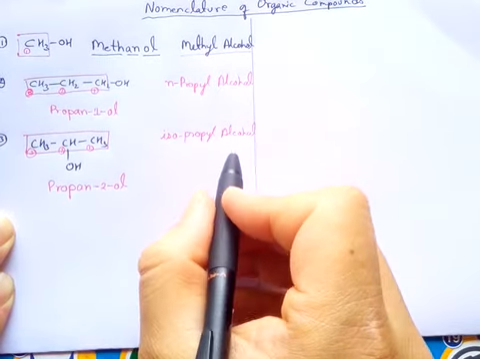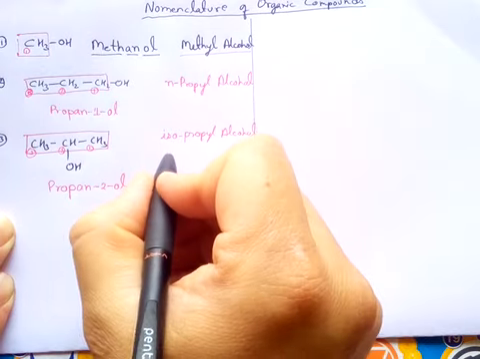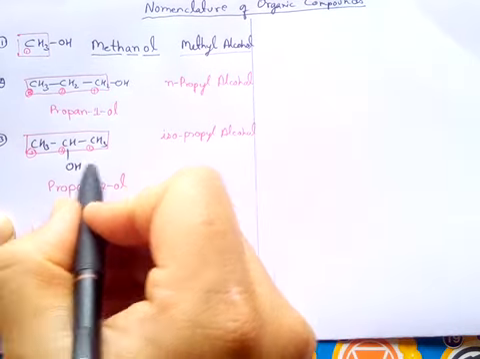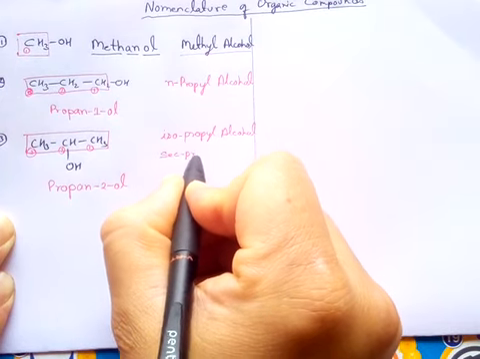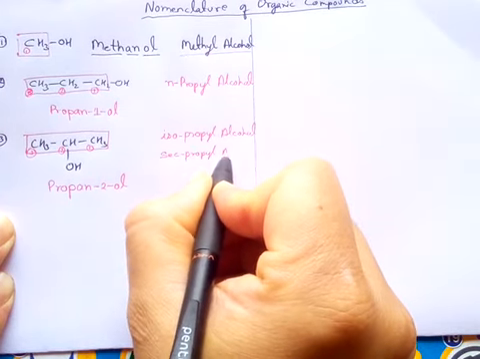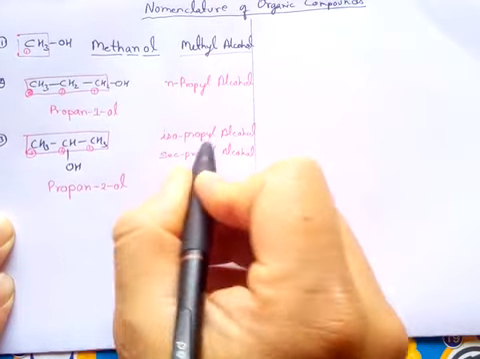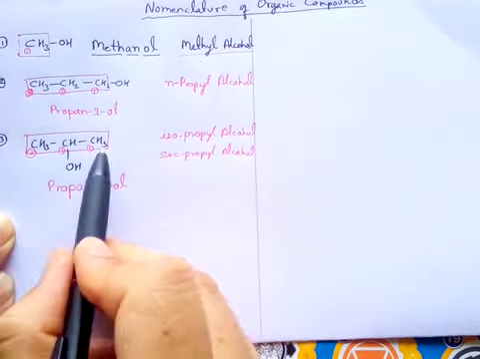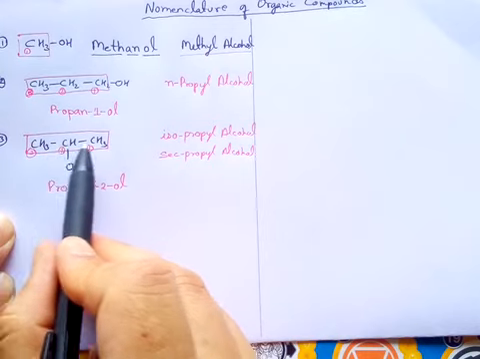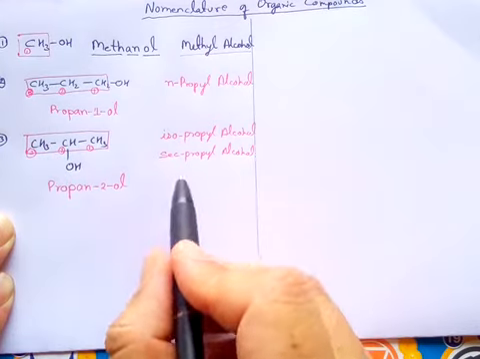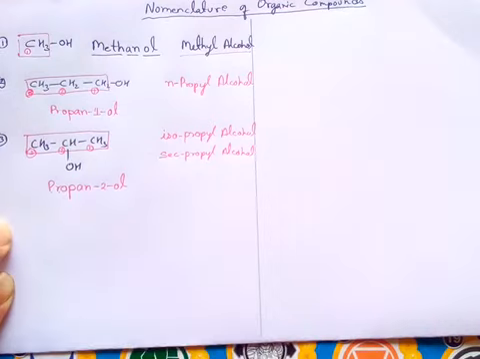Okay, in addition to this, another name you can also write, since this is a secondary alcohol, you can also write secondary propyl alcohol. Okay, so both names are accepted in this case. Say this carbon is secondary, and the secondary carbon has a total of 3 carbons, so secondary propyl alcohol.